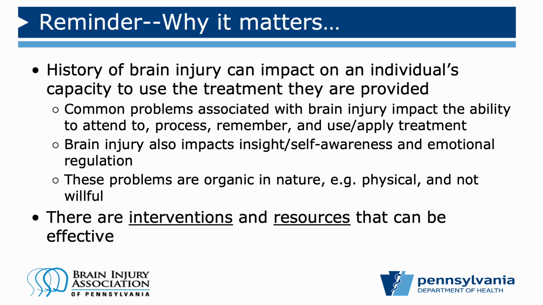As in Jacob's story and many others, a history of brain injury can impact an individual's capacity to use the treatment they are provided. Common problems for those suffering from brain injury are the impact on the ability to attend, process, remember, use, and apply treatment. Brain injury also impacts the insight and self-awareness, as well as emotional regulation that an individual is capable of. These problems are organic in nature, often physical and not willful. There are interventions and resources that can be effective in these situations.